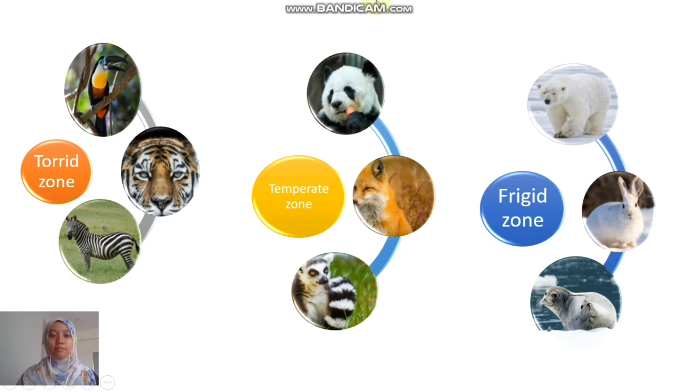Here are the animals that can live in these climatic zones. The first one, the Torrid Zone. These are animals that you can find in Malaysia, also in the Torrid Zone. And the Temperate Zone, the animals that are quite furry. And the Frigid Zone, the thick fur animals.